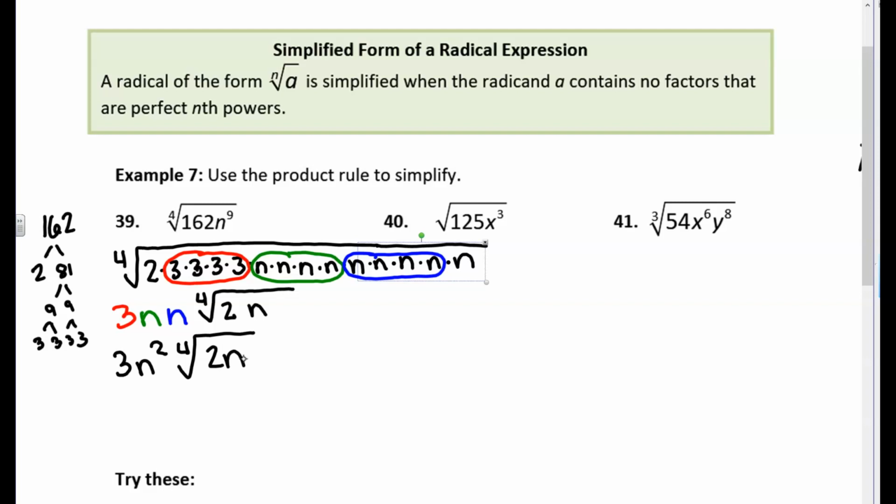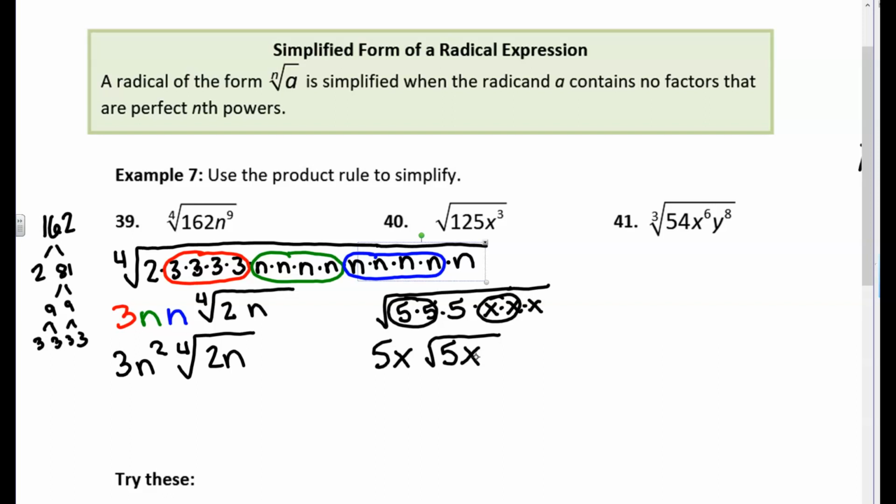So let's now look at number 40, and I'm just going to write it down here. I know 125 is 5 cubed. That's 5 times 5 times 5. And x cubed is x times x times x. Because this is a square root, I'm looking for groups of 2. Well, I've got 2 5s and 2 x's here, so a 5x can simplify out of the radical, but not everything had a partner to break out of that radical. This remaining 5x is still stuck.